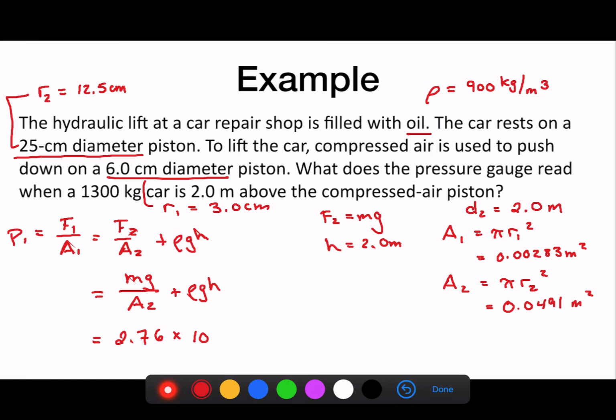So our end result is 2.76 times 10 to the 5 pascals, which is equivalent to 2.7 atmospheres. Now this pressure is the gauge pressure, exactly what we were asked to find, because we did not include P0 anywhere in our analysis. If we wanted to know what the absolute pressure is at point 1, then it would be 3.7 atmospheres, because again, absolute pressure is 1 atmosphere higher than gauge pressure.